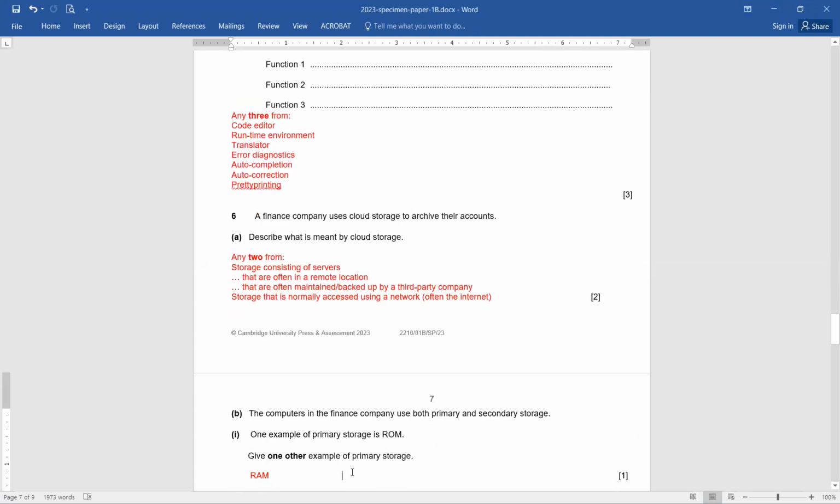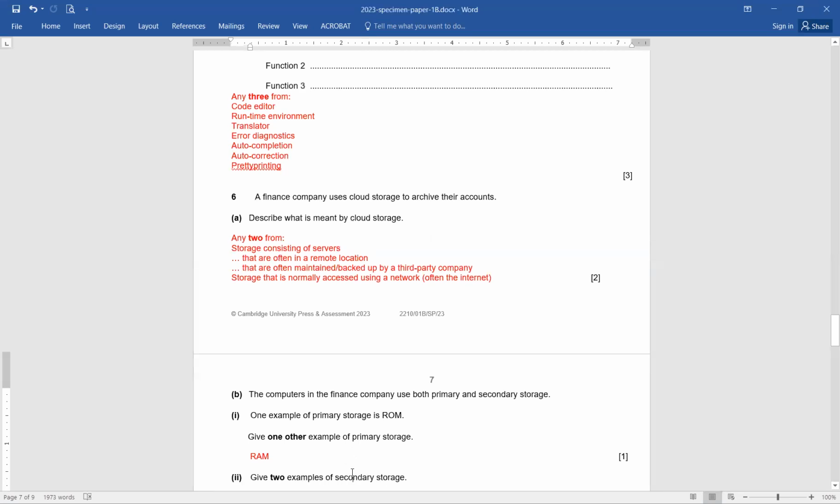Question number 6. A finance company uses cloud storage to archive their accounts. Describe what is meant by cloud storage. Very simple, a 2-mark question. A storage consisting of servers which are present in remote locations, and they are often maintained or backed up by a third-party company. And this storage is normally accessed using a network, often the internet. So if you write down in any way the description of the cloud storage, you can easily score 2 out of 2.